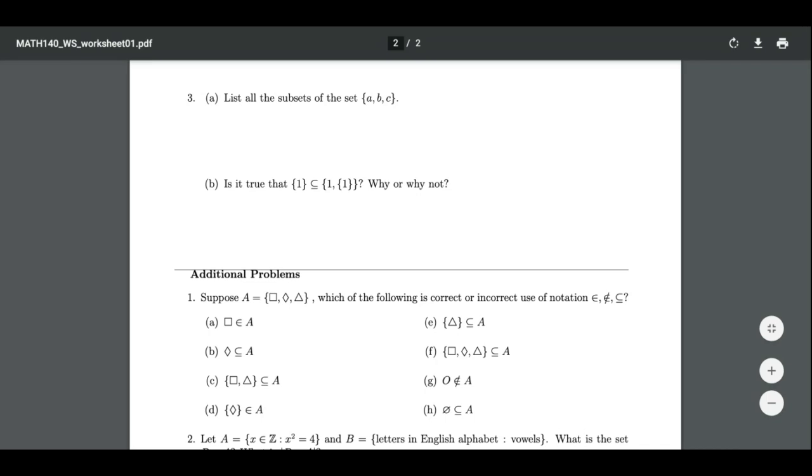Let's count Moises. 1, 2, 3, 4, 5, 6, 7, 8. Perfect. So Moises has 8 subsets. Samuel, 1, 2, 3, 4, 5, 6, 7, 8, 9. Samuel, why do you have 9? Let's see. ABC, AB, BC, AC, ABC. Oh, you listed ABC twice. That's why.